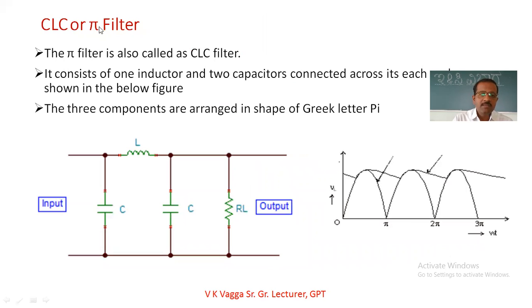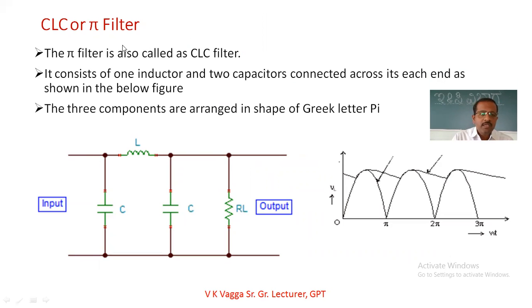If you take the CLC filter or the pi filter, what happens in the CLC filter here? Okay, so it's nothing but CLC.